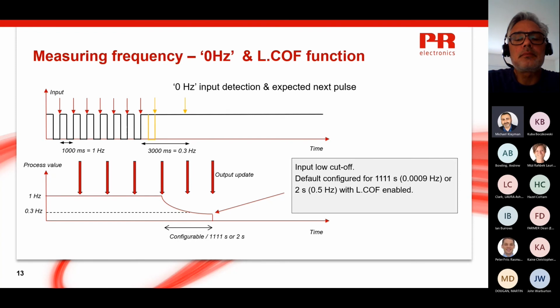After 10 seconds of waiting, 1 over 10 seconds is a 0.1 hertz frequency, which is still not zero. So when the flow rate goes to zero, the display still shows a small flow rate. With certain frequency converters, like the PR4225, we can introduce the concept of setting the process value to zero after a predefined period of no pulses being seen.